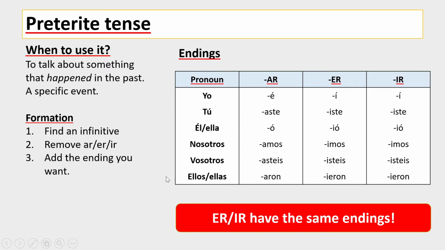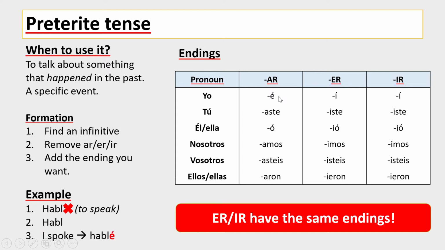Let's look at an example. Let's use hablar again. So we've got our infinitive, hablar. I'm going to remove AR, which leaves me with habla. I want to say I spoke. So I'm going to go to my column to look for I, the pronoun, which is yo. Go across to AR, which is E accent. I'm going to add it to the end, and here we have I spoke, hablé.